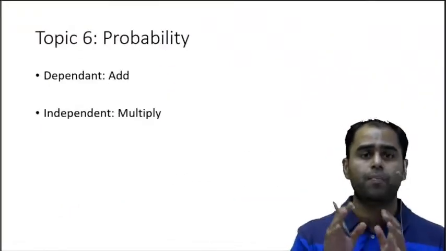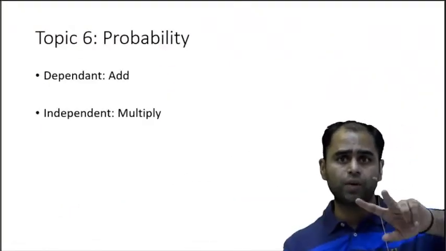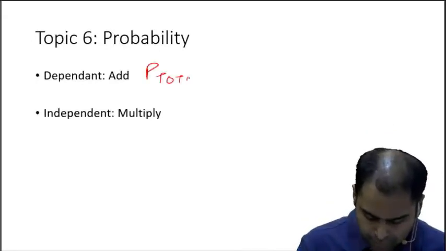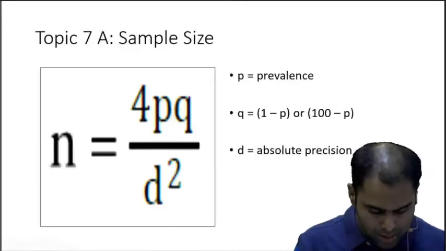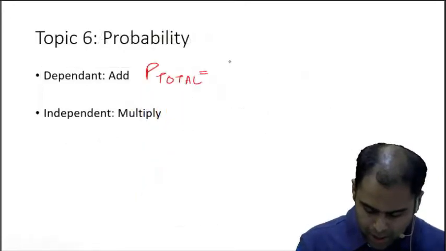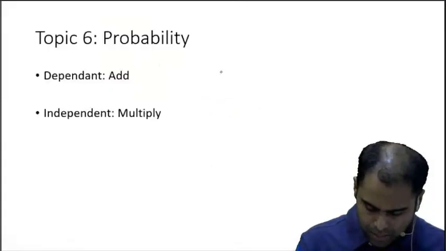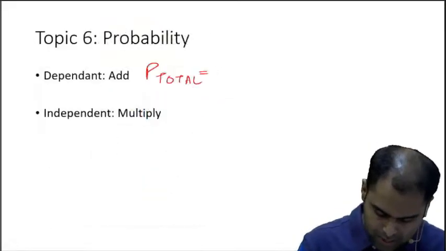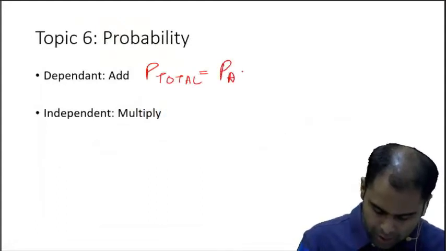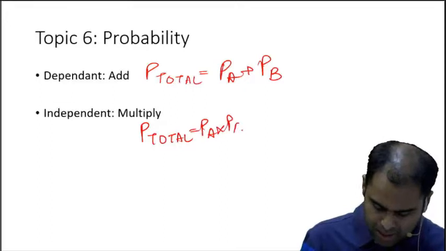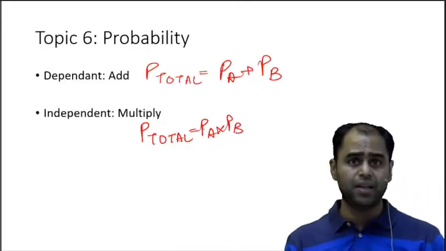Yes. Probability. If there are two variables which are dependent, you add. So probability total is, just wait, probability of A plus probability of B. Independent probability total, we multiply PA into PB. That is independent. Yes. Now, what is dependent?